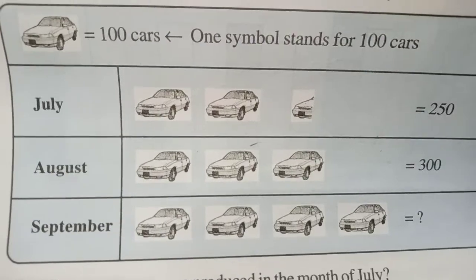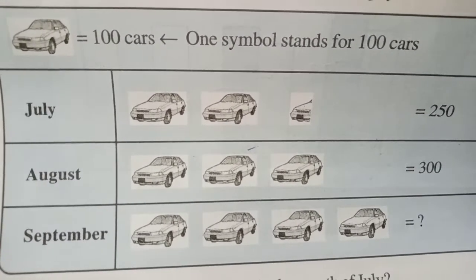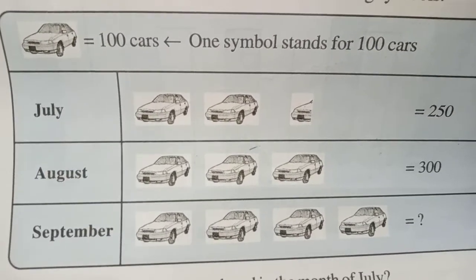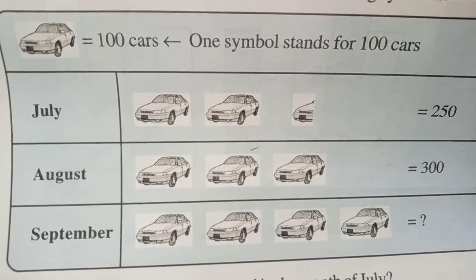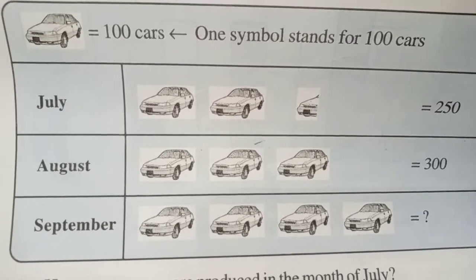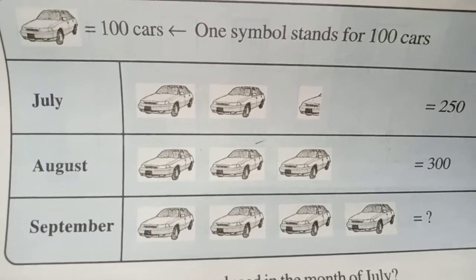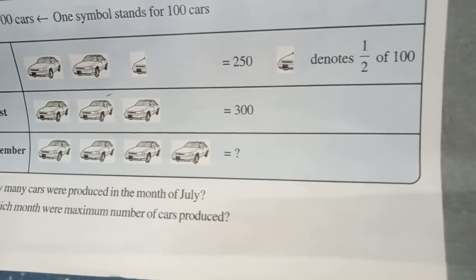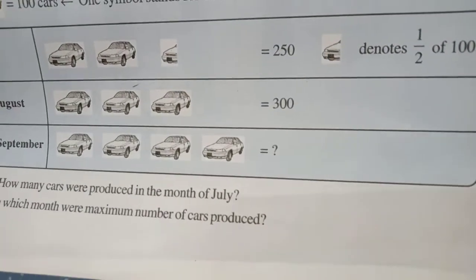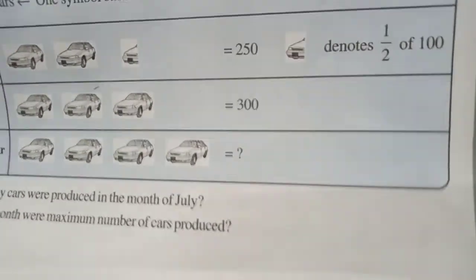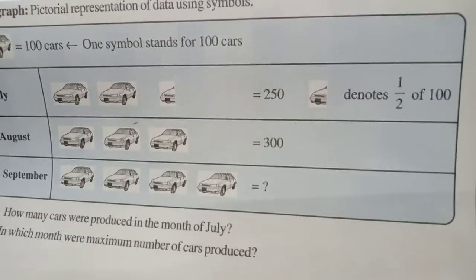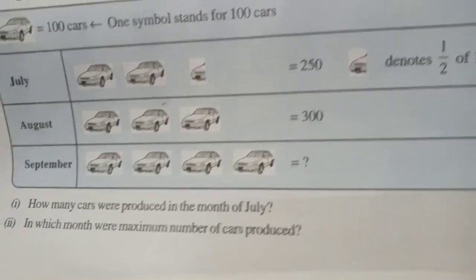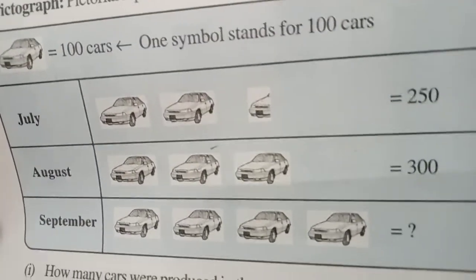It depends on the data how you choose to represent the picture. One picture, one car, represents 100. That means by using the symbol you can prepare the data. Now, one picture represents 100 and half a picture represents half of the whole. One car represents 100, so half of the car means half of 100, which is 50. So half a picture represents 50. This is how we represent a pictograph.